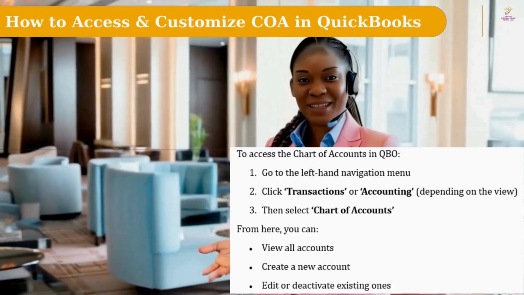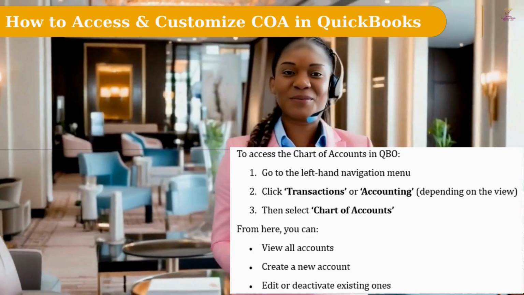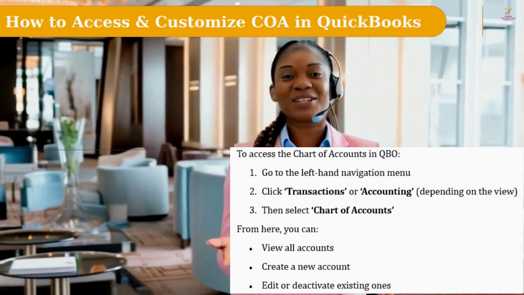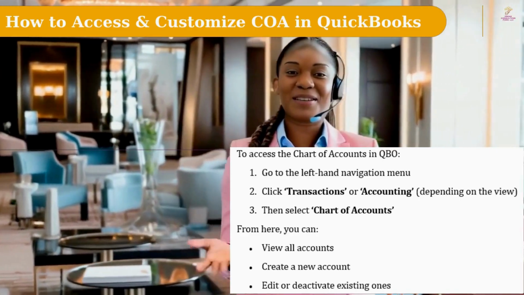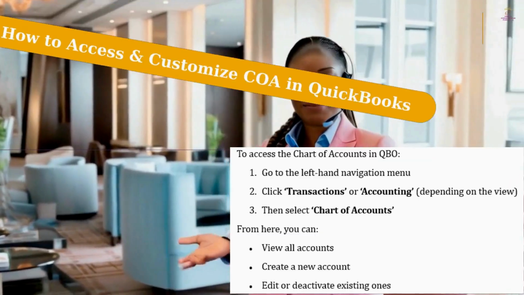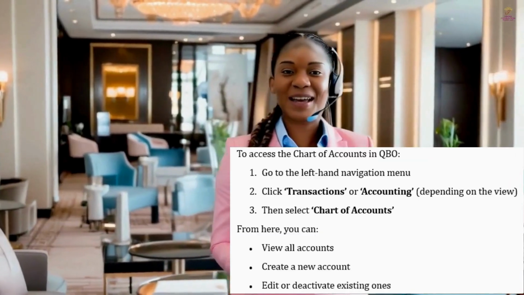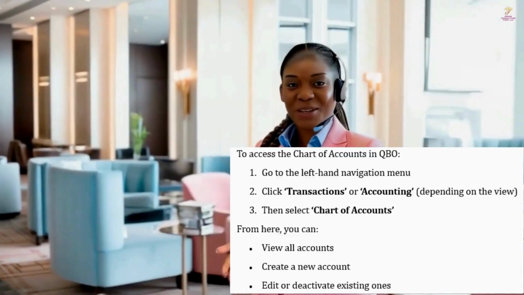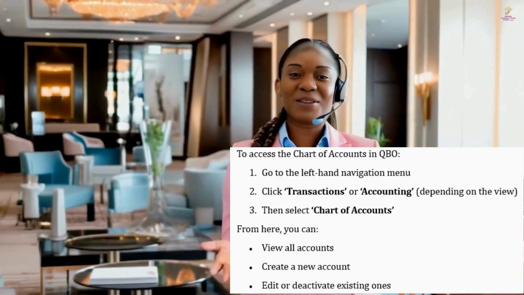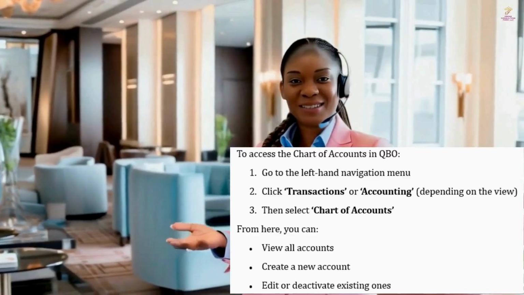To access the chart of accounts in QBO. 1. Go to the left-hand navigation menu. 2. Click Transactions or Accounting, depending on the view. 3. Then select Chart of Accounts. From here, you can view all accounts, create a new account, edit or deactivate existing ones.